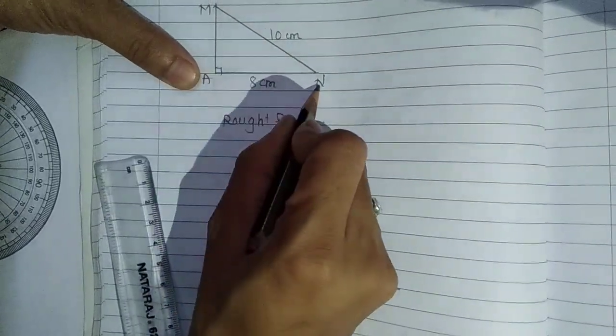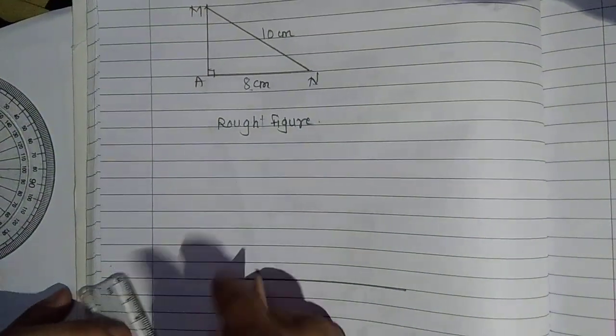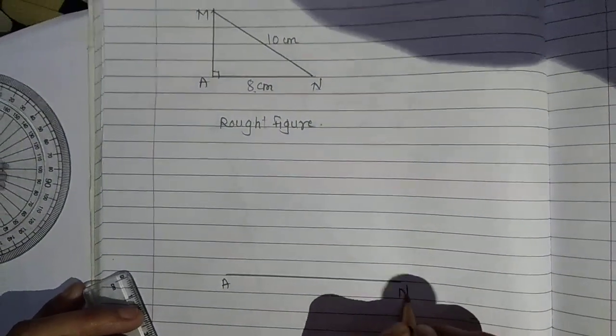Length AN is 8 centimeters. So first of all draw base AN. I have drawn it here of 8 centimeter.